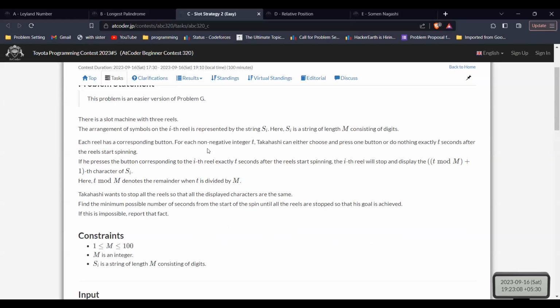In the third problem, we are given that there's a slot machine with 3 reels, and the arrangement of symbols on the ith reel is represented by the string Si, where Si is.